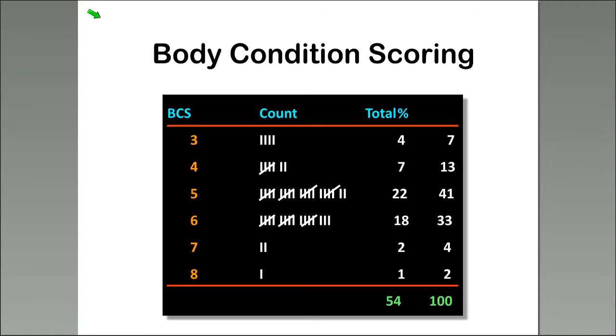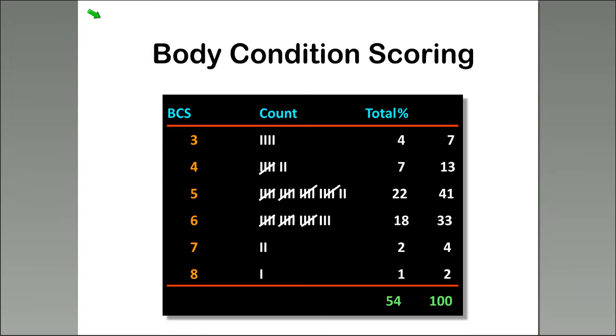So body condition scoring is again a great tool, a good way to monitor animals. It gives us a lot of information about what's going on out in a pasture. The way that I learned how to body condition score and the way I started doing it, I'd carry a little pocket notebook with me and I'd go into a pasture and I would just start writing numbers down.